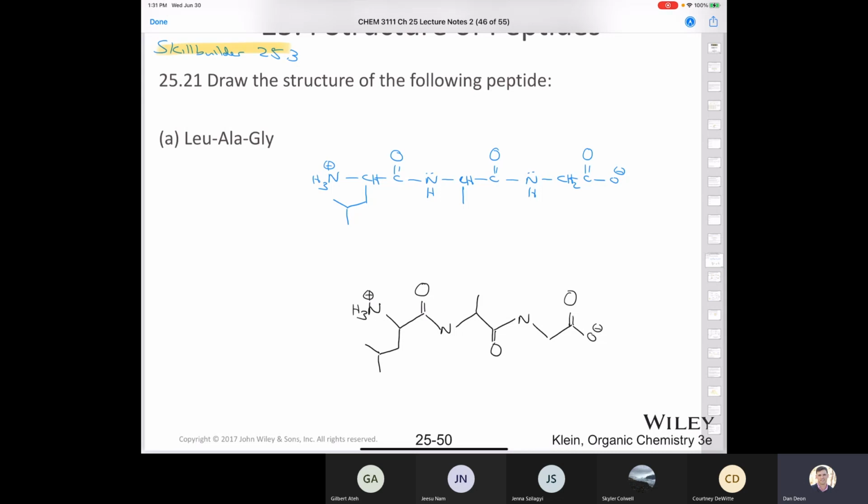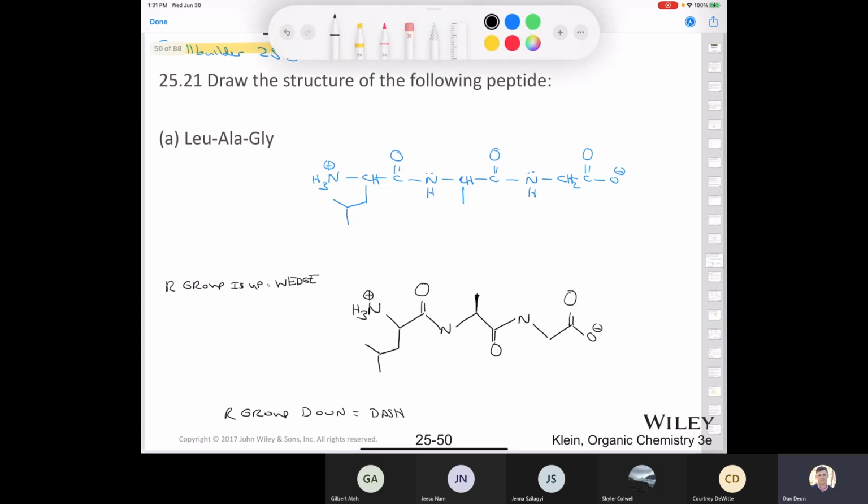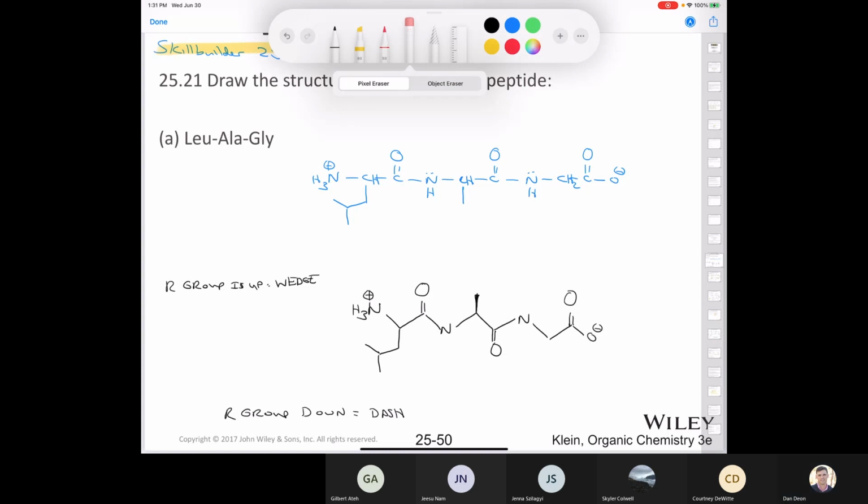Okay, the next one, we have the methyl group, and the last one, there's no chiral center. So here's how it goes. If your R group is pointing down, we're going to draw those as dashes. And if the R group is up, then we're going to draw it as a wedge. So since the alanine methyl group is pointing up, we're going to draw it as a wedge. And since the isobutyl group is pointing down, we're going to draw it as a dash. Okay, and this is just a convention, like that.